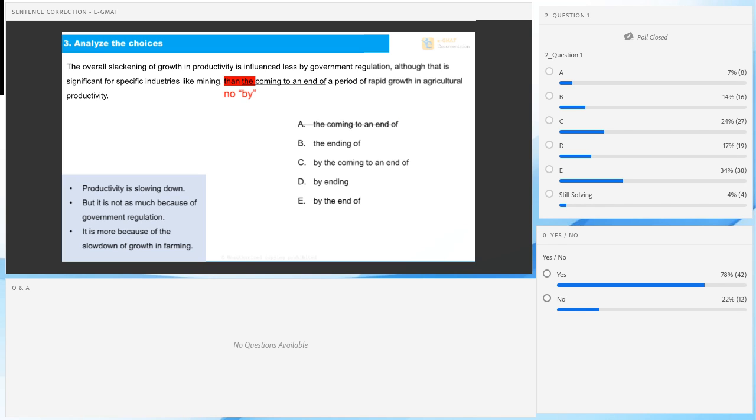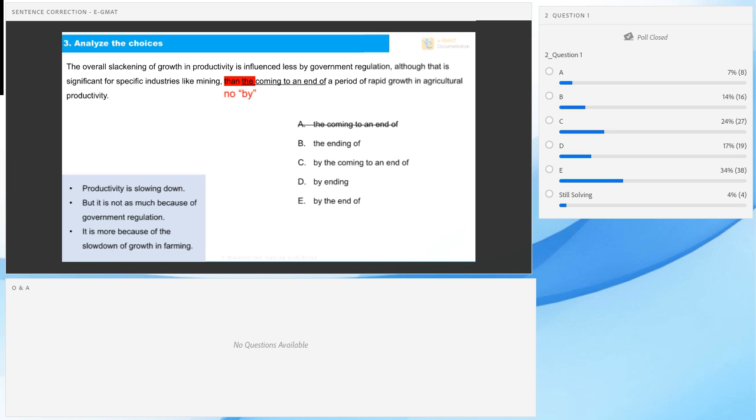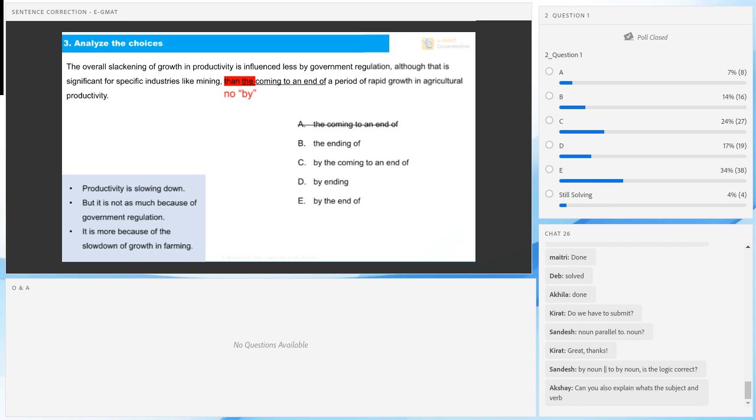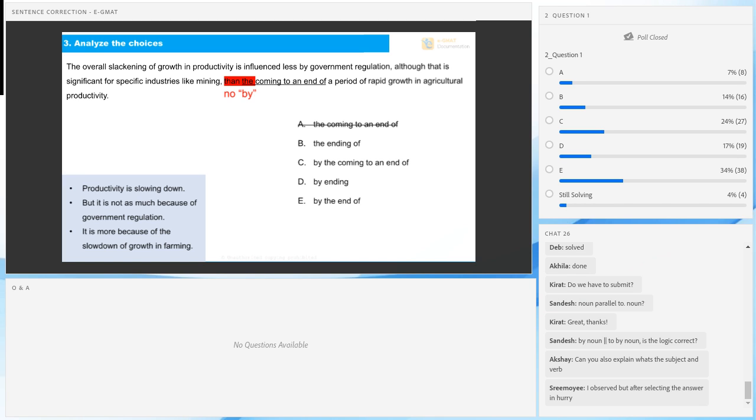Okay. So I'm going to now bring my chat here. My feedback to folks who selected choices A and B: you didn't focus on the grammar error here. So that's the first learning, that you have to focus on the structure of such constructs. Again, this is very easy. There is no hardcore grammar error. Okay, I observed, but after selecting the answer in hurry. Good. As long as you know. Now, the second choice is wrong, right?